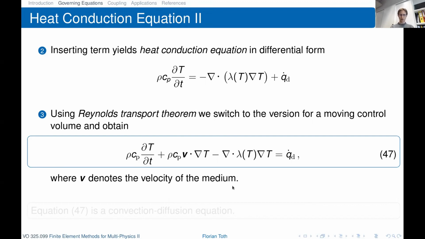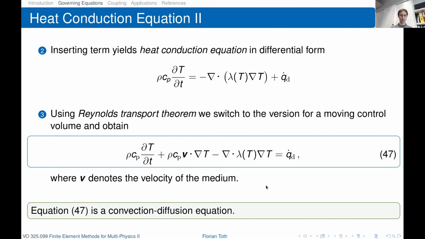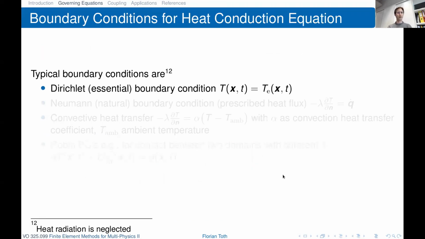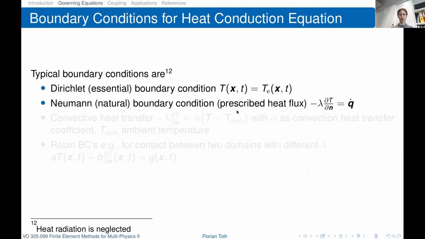So this is now our equation we need to solve, and we note that this is the classical convection diffusion equation. Okay, so the heat problem is settled, except for the boundary conditions, which of course are also important. Here we have the standard boundary conditions. We have essential Dirichlet boundary conditions where we prescribe the temperature, for example, for the start temperature of our steel sheet. We have Neumann boundary conditions.